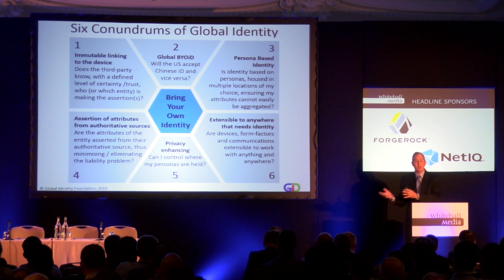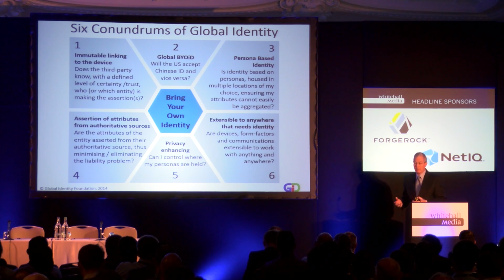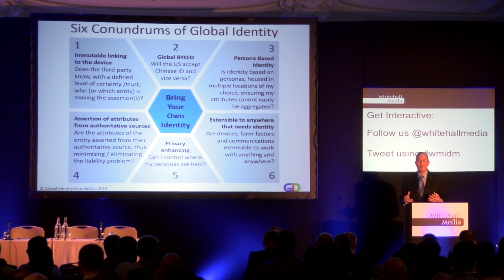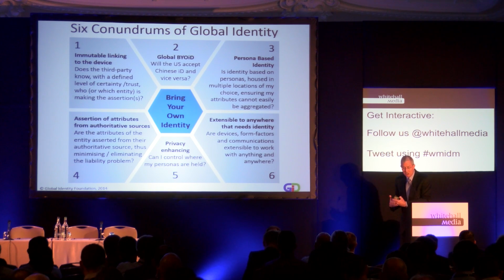Will the Chinese accept a US identity and vice versa? Because if you can't solve that, it ain't going to go global. And we live and work in a global environment. Is it persona-based? You heard about personas earlier, so I won't go into that. Are attributes coming from their authoritative source? We spend our lives dealing with secondary attributes, not primary attributes. And again, how much can you trust them? It goes to that risk decision.